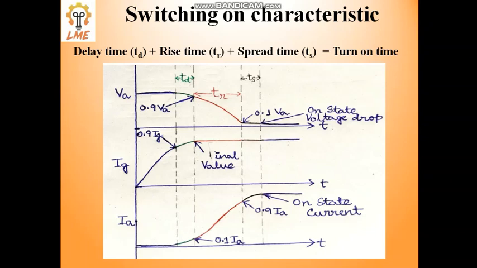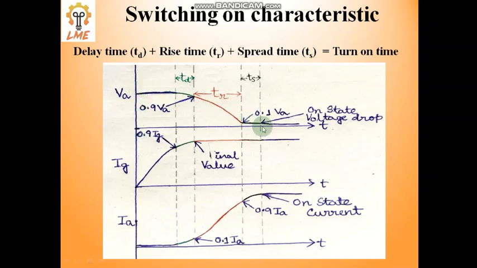So what do we know? Suppose when a switch is off, then the total supply voltage comes across the switch, and when the switch is on, the voltage across the switch goes to 0, and the current across the switch increases from 0 to its on state current. The same thing is happening here.